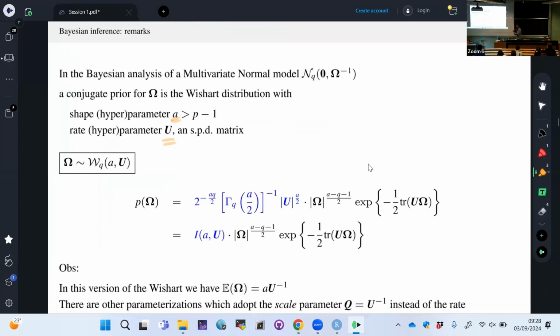And so this suggests that this prior is conjugate. If we combine the likelihood with the prior, we end up with something which still has the same form, because we have the product of the determinants, so we can sum the two exponents, and then we can combine the traces using properties of the trace operator. So we achieve something which at the end is still Wishart with some posterior hyperparameters, and this is enough to say that the prior is conjugate.